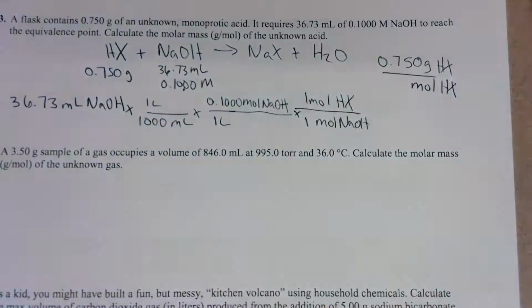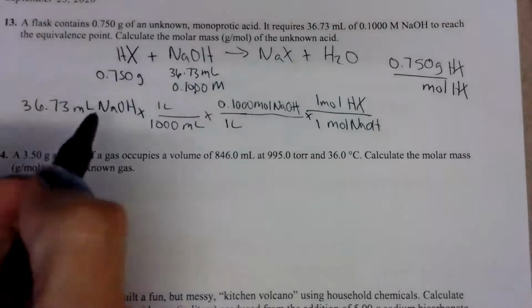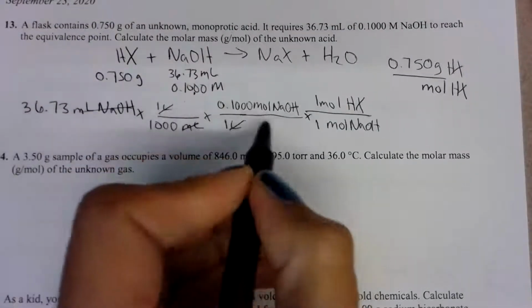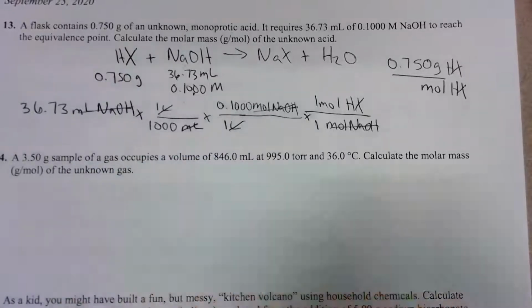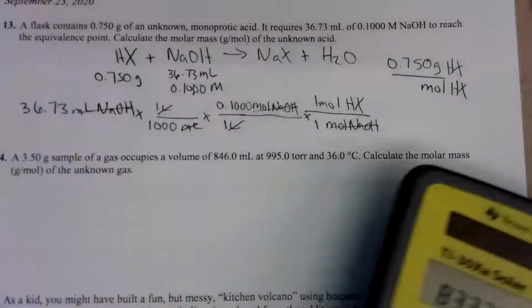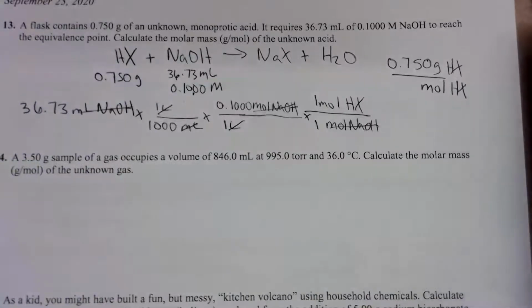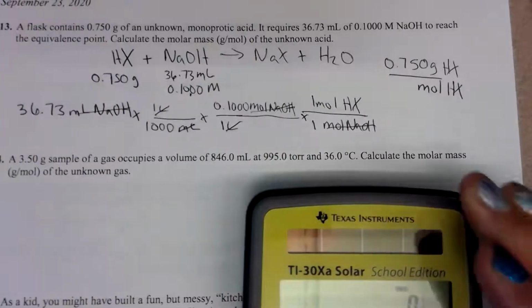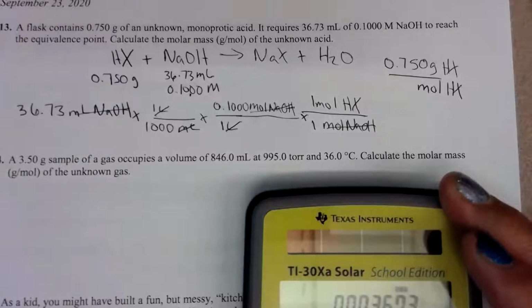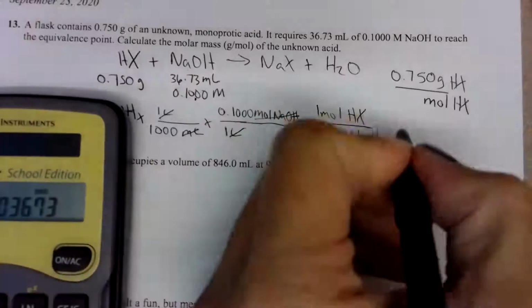All right, let's check our units and make sure we set it up correctly. So we had milliliters on top. That cancels with that. The liters cancels there. The moles NaOH cancel out, and we get moles of HX. Notice this is all moving decimal spots, but we can do it. So 36.73 times 0.1 divided by 1,000. 0.003673.